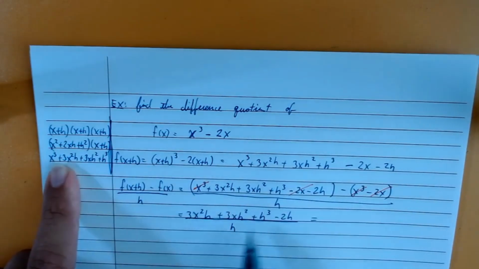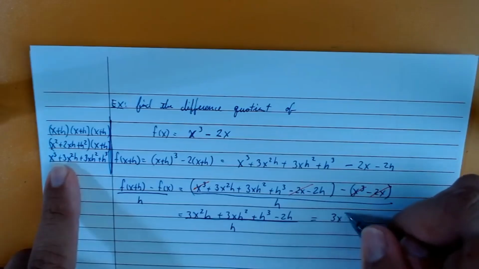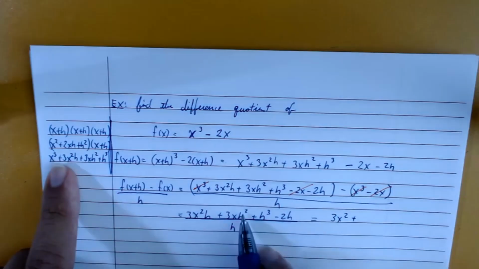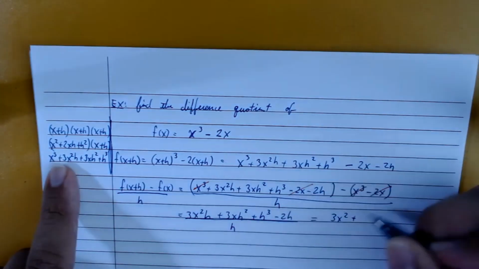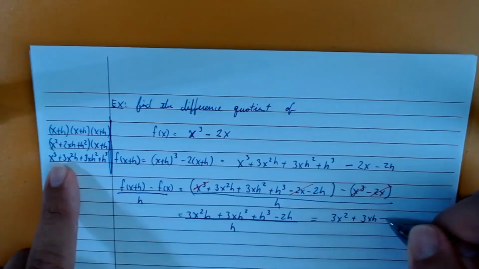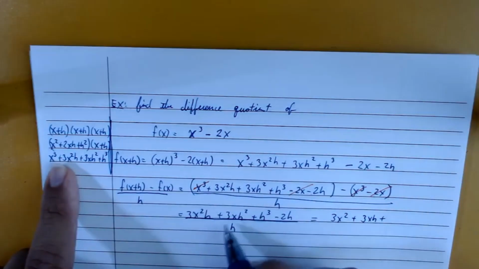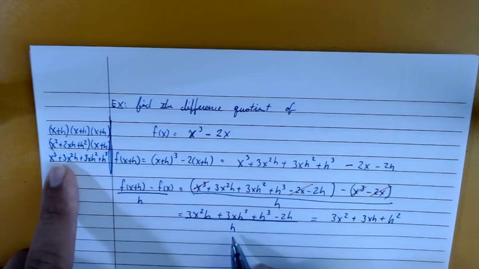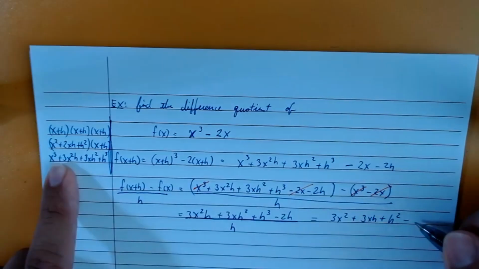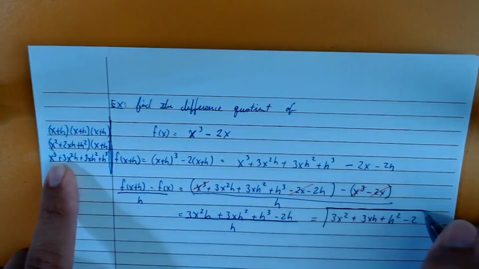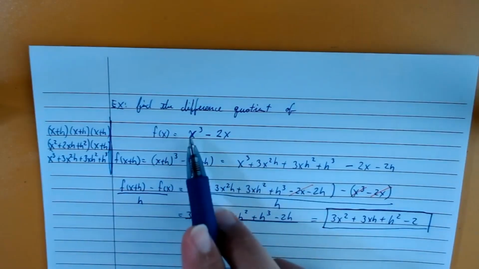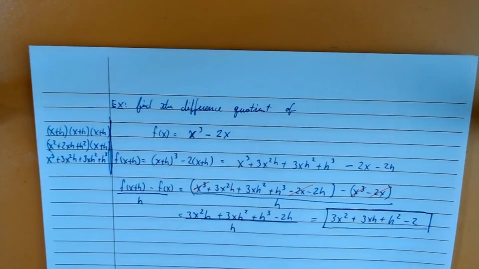So in the end, we can divide each of these by h. Here, that h divides that h, so you're just left with 3x squared plus, here h squared divided by h. That gets rid of one of the h's, leaving you just one more. So that's 3xh plus h to the third divided by h. That leaves you h squared. And minus 2h divided by h. The h's divide away, leaving you your minus 2. And so this is the difference quotient of the function f of x equals x cubed minus 2x.